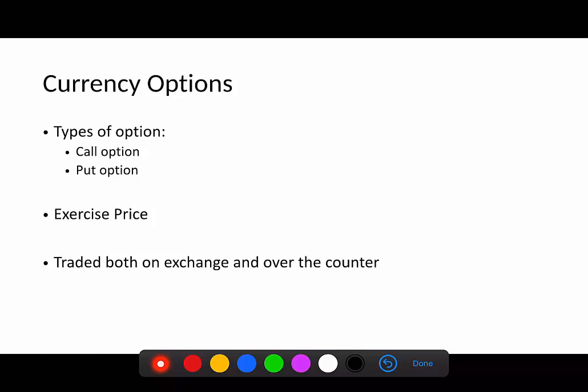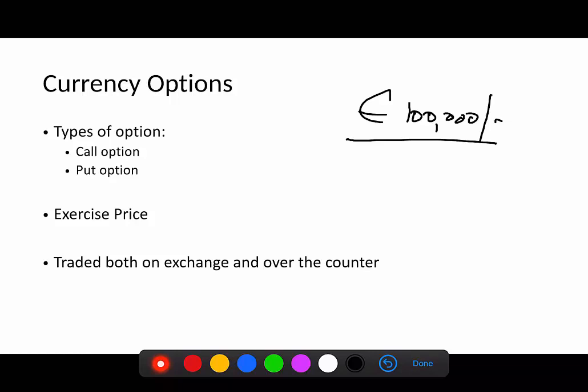So if you are selling things in euros and after a month you are expecting to get 100,000 euros. Remember, your business is in the US and all the salaries to your staff and other operating expenses you need to pay in US dollars. So in that case, you want to be certain that after a month, for the euros you are receiving, you will get a certain price.